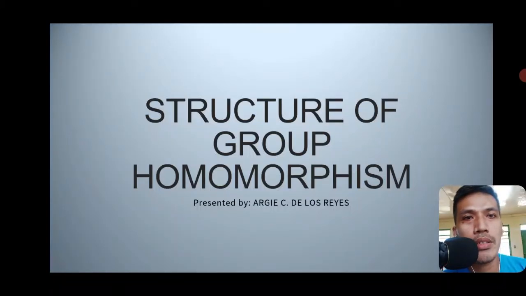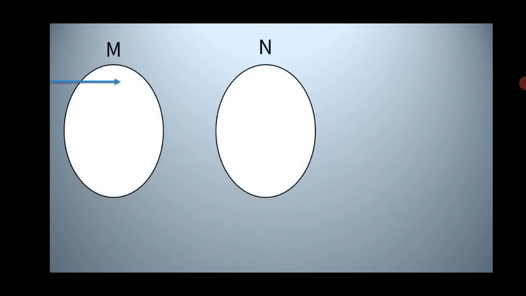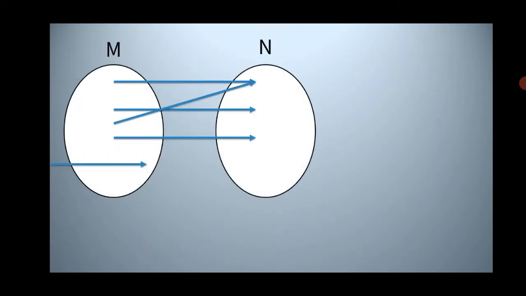This video lesson is going to be a discussion on the structure of group homomorphism in our subject, Foundations of Mathematics. In abstract algebra, a homomorphism is a function between two groups that tells us that those two groups are similar in structure.